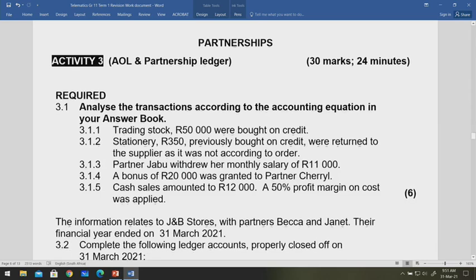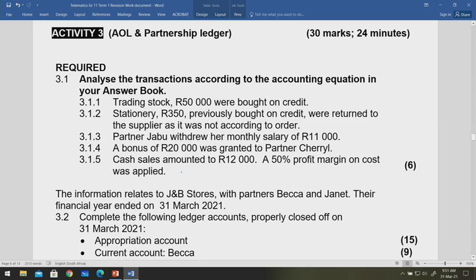Partnerships, activity 3. That first part you can do on your own. That is just where you have to write in the amount and show what is the effect on the assets, the owner's equity, and the liabilities. So please work through that one on your own. So this will be a self-study one. Obviously, you can check the solution to make sure that you are correct.